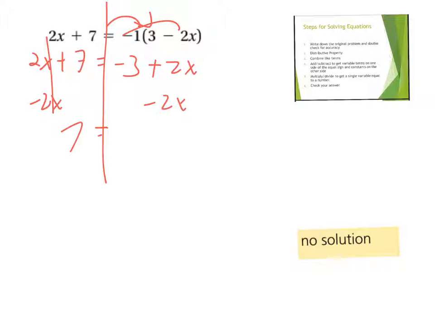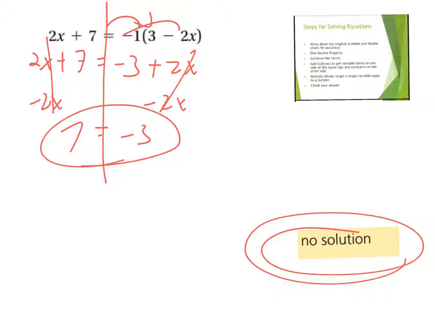Equals, so again the 2x are gone here and here. 7 equals negative 3. Can't happen. So this is another one of those no solutions because the number 7 does not ever equal the number negative 3. You feel like, oh, I did something wrong, but you didn't.